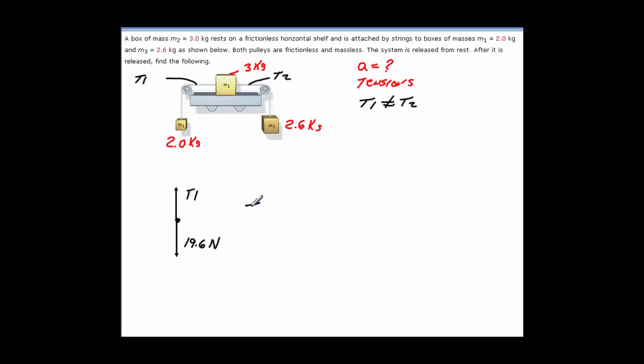At this point, go ahead and write your equation. Summation of forces in the y direction is equal to mass times acceleration. We'll have minus 19.6 plus T1 is equal to the mass of this object, which is 2, times the acceleration. So that's one equation right there.